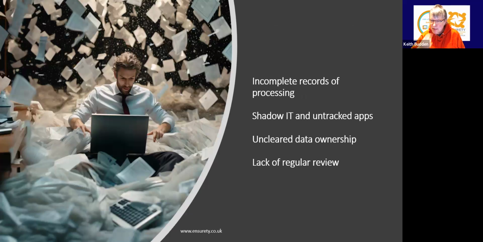First is incomplete records of processing. And I come across this all too often, where someone has started off with really great intentions. We're going to create our Article 30 register. We're going to create our ROPA. We're going to do all this. We're going to have the diagrams. We're going to map it, and it's going to be fantastic.